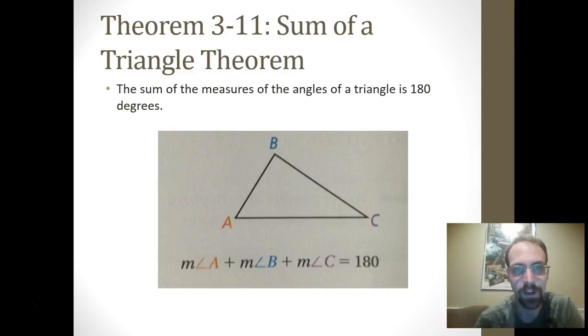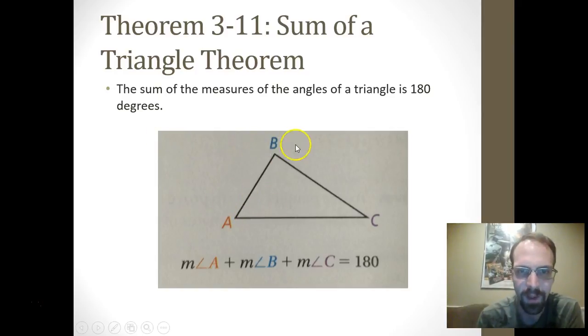The next part that we have is theorem 3-11. This is the sum of a triangle's theorem, and this says the sum measure of the angles of a triangle is 180 degrees. And then it shows the measure of angle A plus the measure of angle B plus the measure of angle C equals 180. We've talked about this a little bit in class. Now I'm actually giving it to you as a theorem.